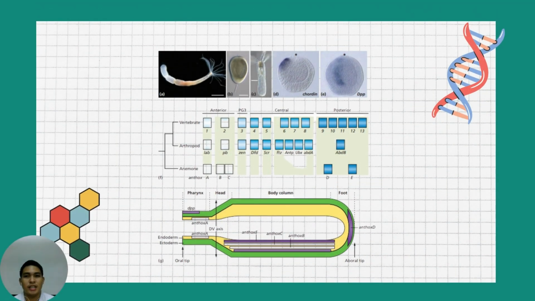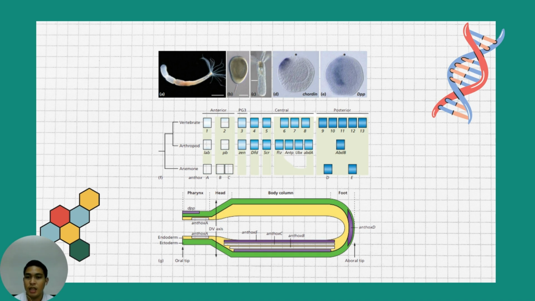I have here an illustration which shows developmental gene expression in the anemone Nematostella. As you can see in figure A, it is the Nematostella polyp, with a scale bar of 1 centimeter. In B, we have the planula larva, scale bar of 70 millimeters. In figure C, we have the primary polyp, scale bar 80 millimeters.